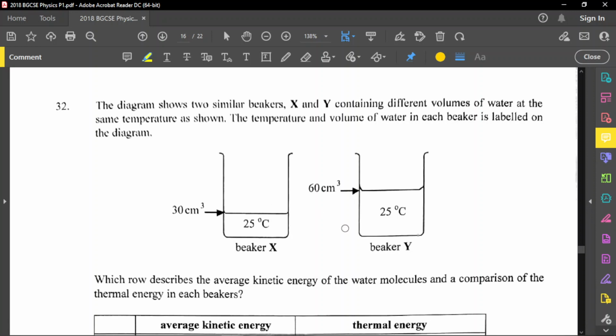And so it said, which row describes the average kinetic energy of the water molecules and a comparison of the thermal energy in each beaker. So there are two keywords right here. We're looking at the kinetic energy of both of them, and we also look at the thermal energy. Now, what is kinetic energy? That's something I need to remind you of, and I think I talk about this several times.